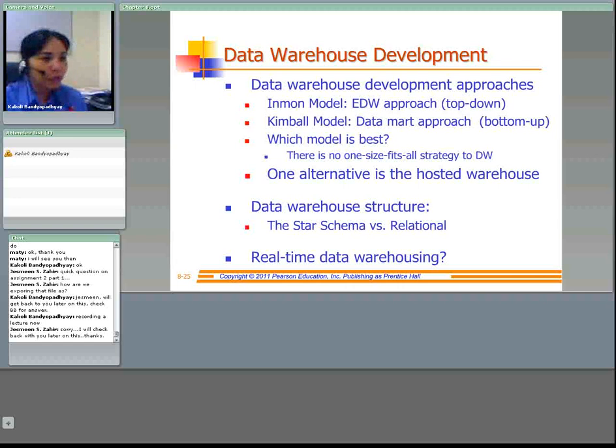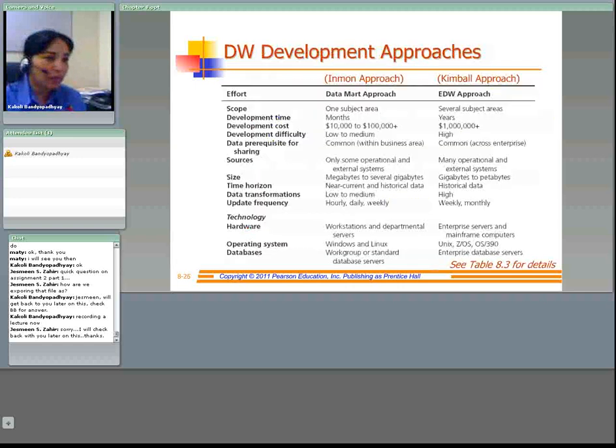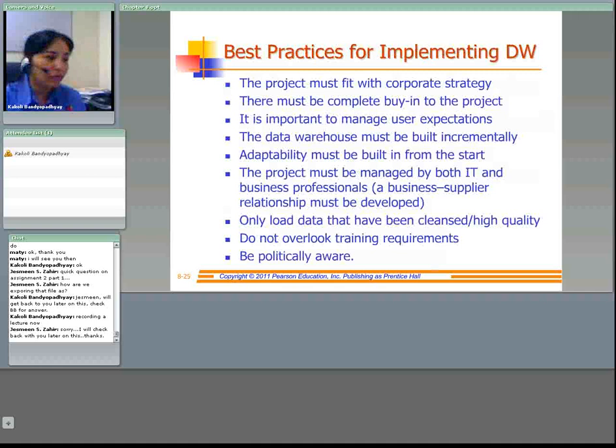As I told you before, the star schema and the dimensional modeling we won't cover today. We will cover it next time along with assignment 3.